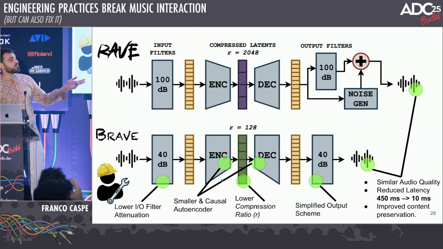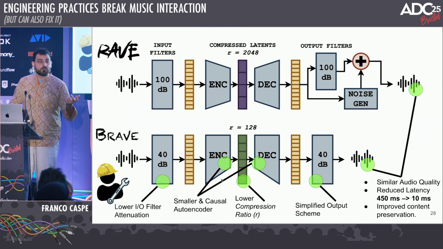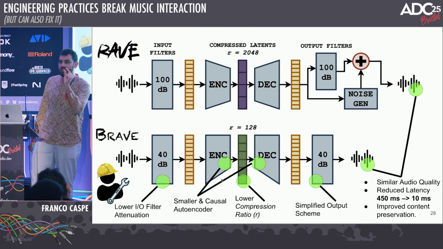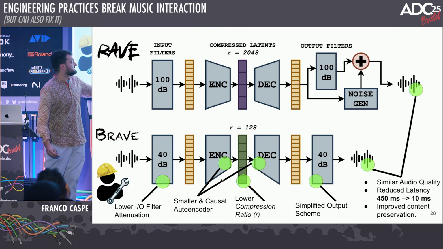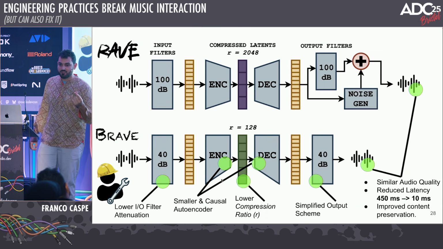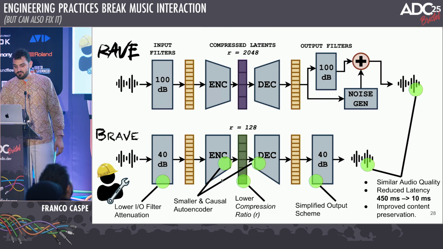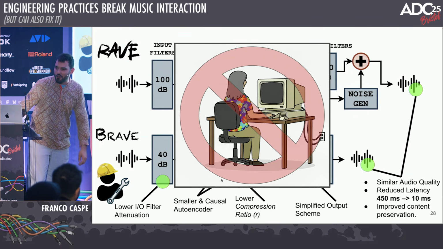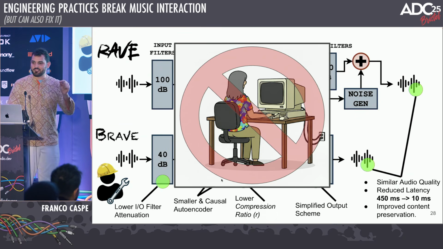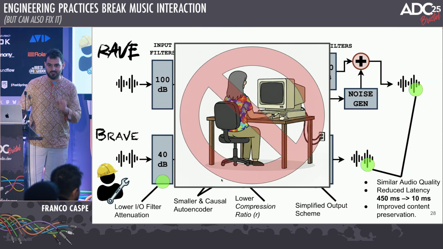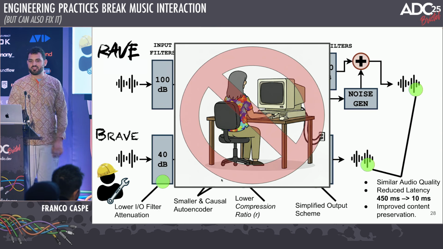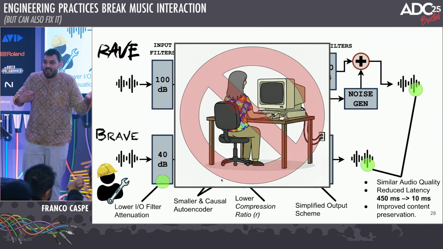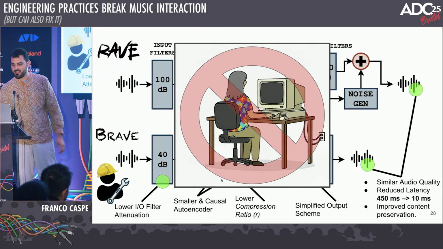We have a similar audio quality with reduced latency, and also improved content preservation, because we are running with a small latent space with a small compression ratio, which means that we have more space for temporal resolution, right? And the best thing of all is no prompting, because with such a small latent space in terms of compression, an LLM would struggle like crazy. So there's no automatic music generation. You need a human being on the other side, playing guitar or playing something in order to make it work.